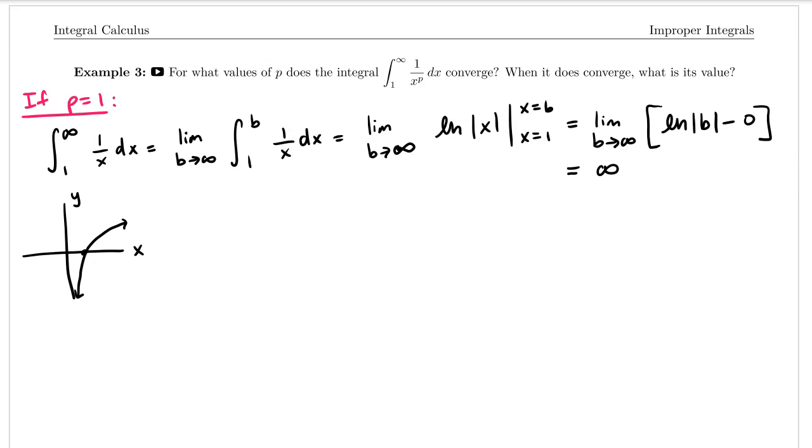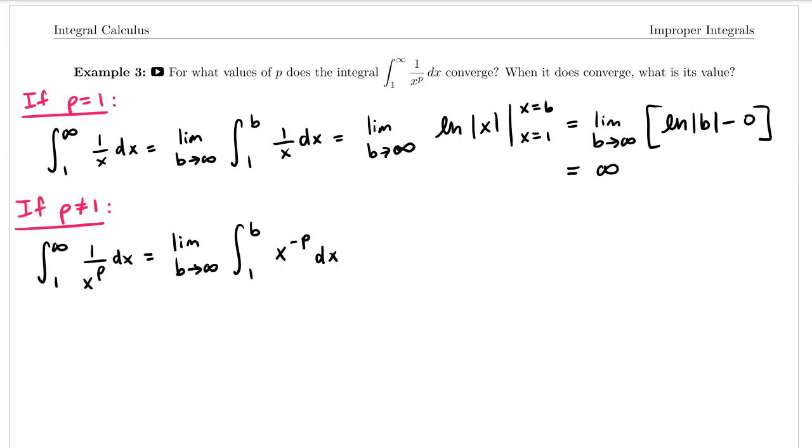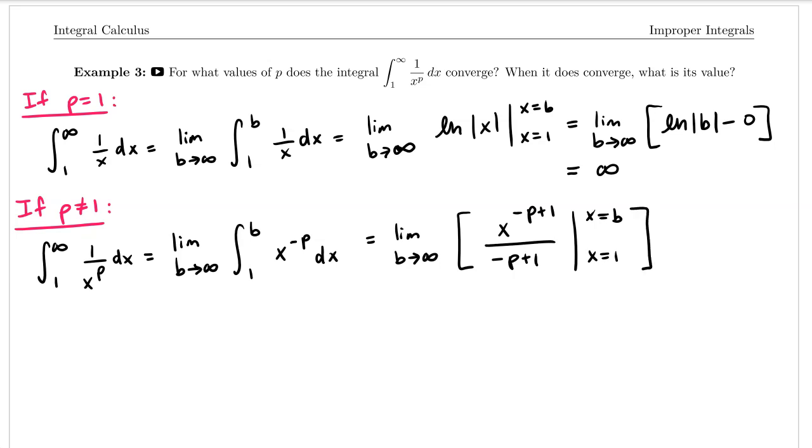Now let's explore the case if p is not equal to 1. So if p is not equal to 1, this is what we have so far. I've gone ahead and rewritten my integrand as x to the negative p power so that it's easier to use the power rule for integrals. So I'm going to increase the power by 1, and then I'm going to divide by that new power. And I'm evaluating this from x equals 1 to x equals b. So anywhere I see an x, I want to replace it with b, and then with 1.